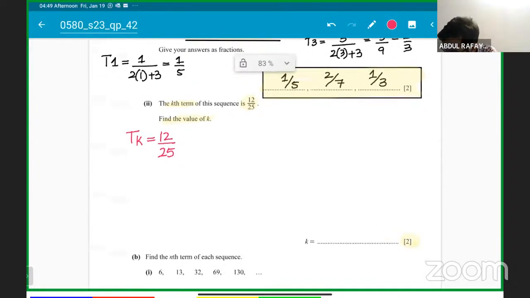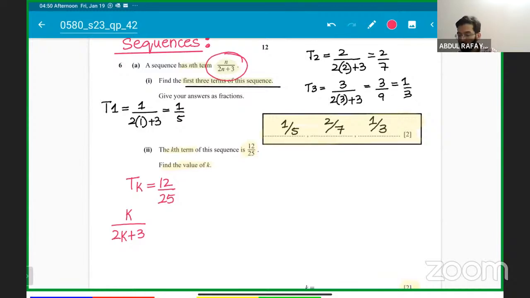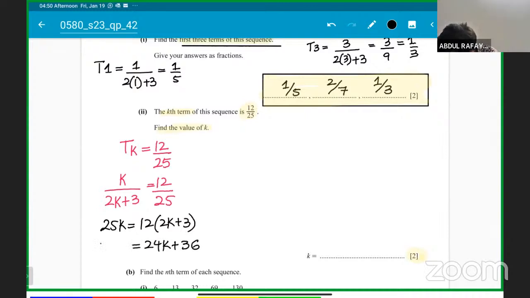And here we go, sir, you can put the formula, it will be k over 2k plus 3. Just as n is written, put k in its place. Simple, students. Instead of n, now we'll plug in k and then solve this very simply. The basic algebra they are testing here. So it will be 25k is equal to 12 times 2k plus 3. So this will become 24k plus 3 12s are 36. 25k minus 24k will become k, and k is 36, right? Everyone got it? Clear? So k is coming 36, students. Okay, everyone get it? This is the 36th term. Everyone with me following on this?